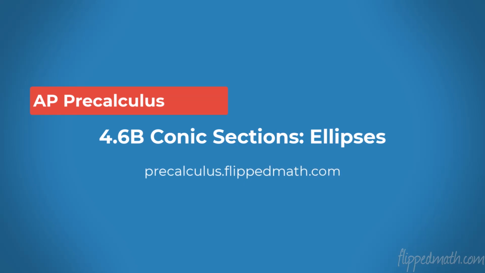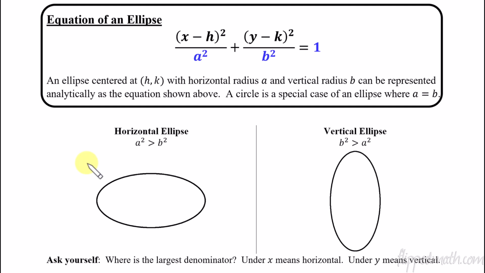This is Mr. Bean. Today's lesson we're going to look into the next part of conic sections, which is ellipses. And ellipses and circles. A circle is a special type of an ellipse. So to start us off, we're looking at these equations of an ellipse.